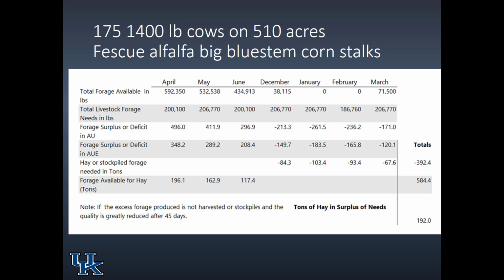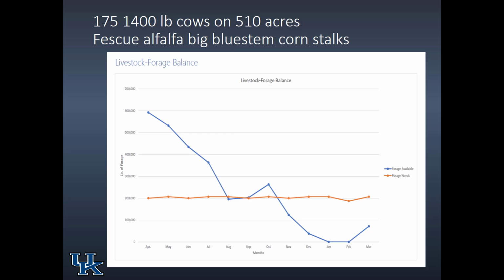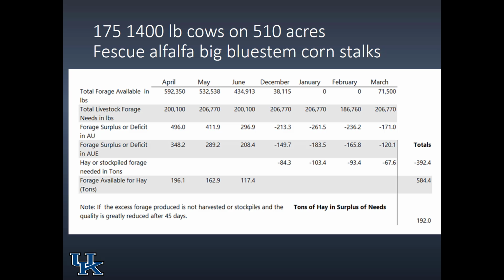I want to hone in on the bottom of that graph. When you see it on the spreadsheet, it has a table at the bottom that looks something like this. I've cut out the middle of this spreadsheet. Looking down the left-hand side, you see the total forage available in pounds by month, the total forage livestock needs in pounds by month, the surplus in animal units, and the surplus in animal unit equivalents, and I'm pretty sure that's corrected for the 1,400-pound cows that Isaac is using in this system.